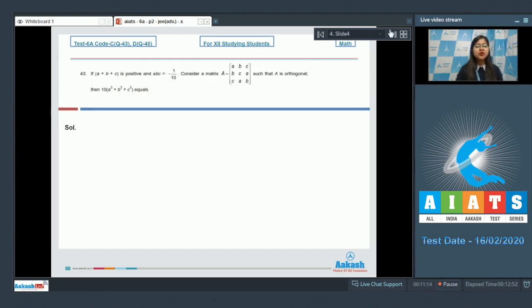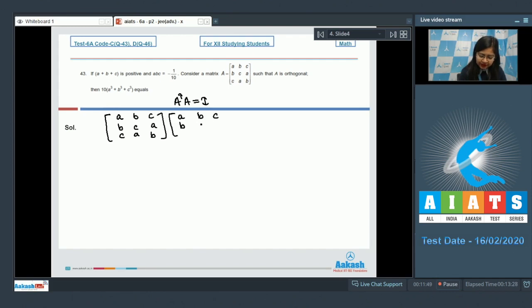Next is question number 43, which says if a plus b plus c is positive and abc is equal to minus 1 by 10 and consider a matrix A such that A is orthogonal, then we have to find the value of 10 into a cube plus b cube plus c cube. See, A is orthogonal, which means that A transpose into A is equal to I. So let's find A transpose. It is ABC, BCA, CAB. That is the same as the given matrix because it is a symmetric matrix.